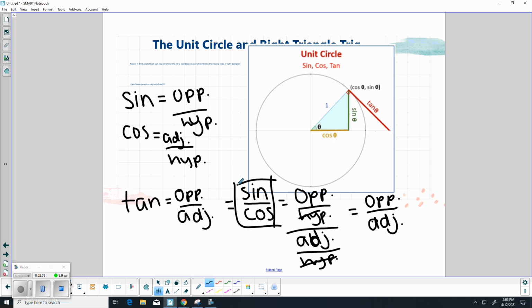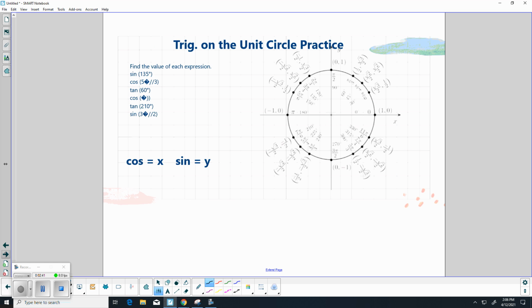So on the unit circle, these values all the way around are all in the form of x comma y because they are pairs on the coordinate plane. So your cosine is always your x value and your sine is always your y value.